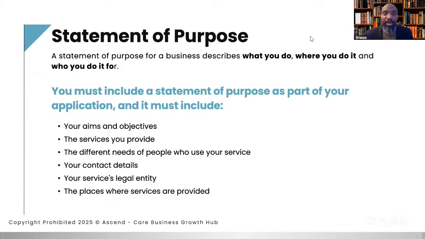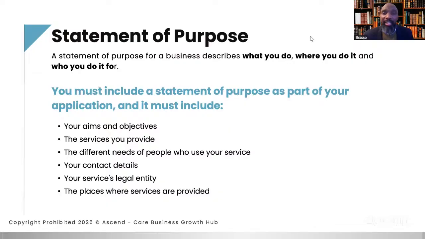But again, you need to demonstrate that there will be clear boundaries between where residents live and where the offices are. You shouldn't infringe their privacy. So that's what the statement of purpose is all about.